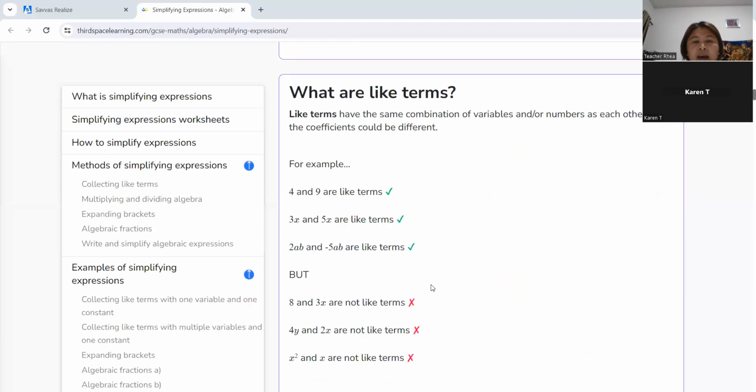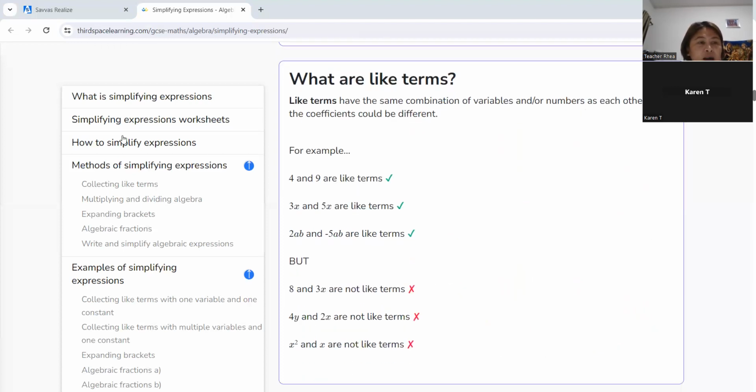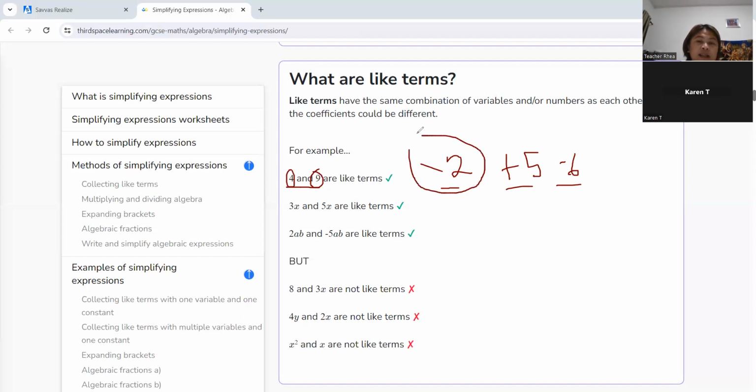So like terms we have, for example, 4 and 9 are like terms. These are constant values. So negative 2, positive 5, negative 6 don't have variables. They are only constants. These are constant values, so constant values are like terms.